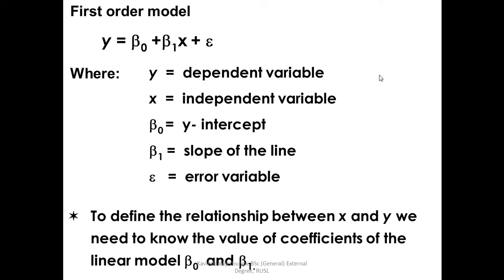So to find y, we first have to determine beta naught and beta 1. However, these coefficients are population parameters, which are almost always unknown. So these things are unknowns. We can't find these coefficients, so we are going to estimate them.